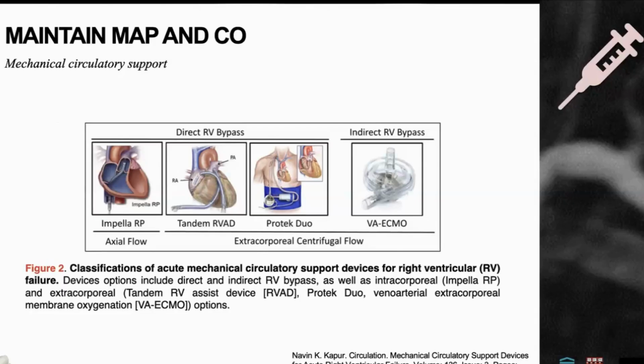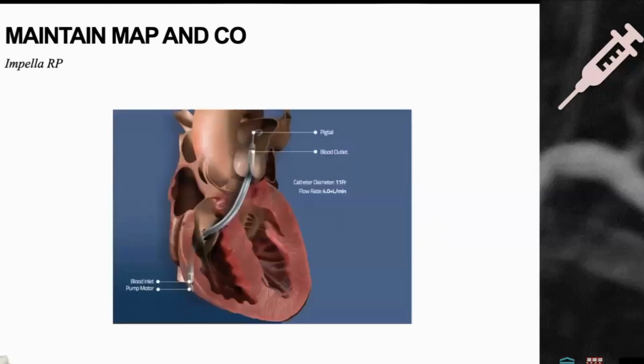There are three devices that are direct RV bypasses. You have your Impella RP, you have your classic RVAD, Tandem being just the trade name for it, and then you have your Protect Duo, which is a percutaneous RVAD, which is again another trade name. And then you have your indirect RV bypass, which is VA ECMO. And I'll go into VA ECMO a little bit in detail.